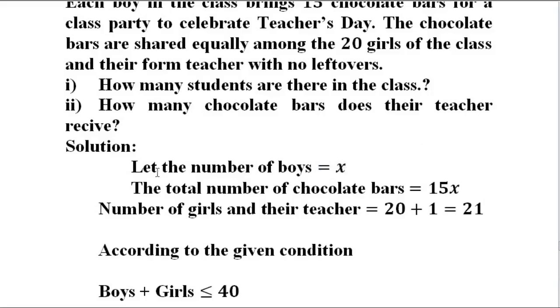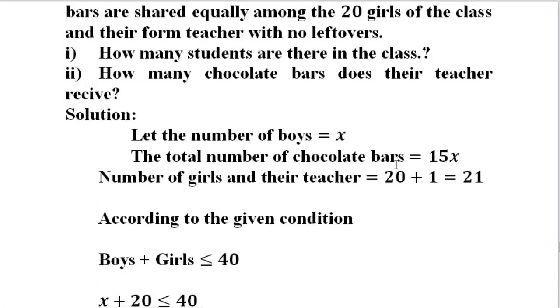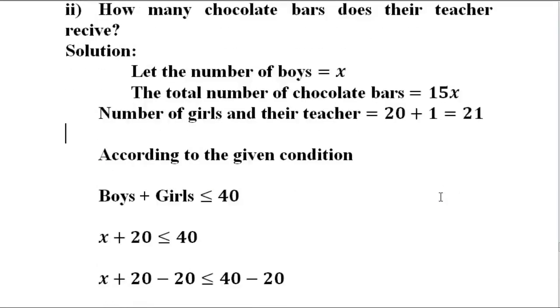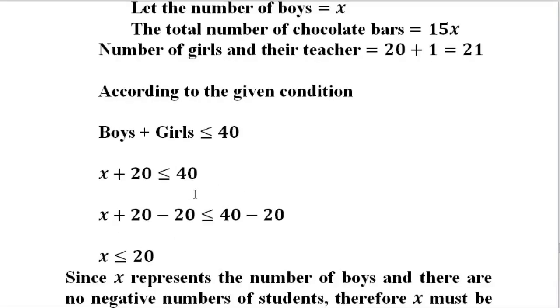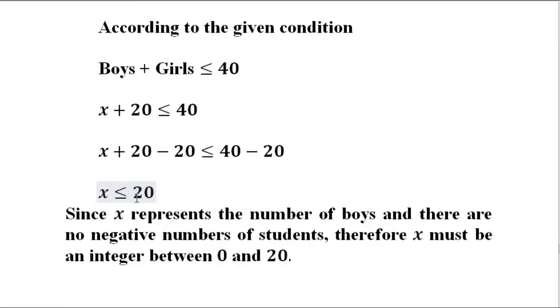So let's say the number of boys is x. Then the total number of chocolate bars would be 15x. And the number of girls, including their teacher, is 20 plus 1, which is equal to 21. I'll write the inequality according to the statement as follows. Boys plus girls is less than or equal to 40. I'll subtract 20 from both sides to eliminate the positive 20 from the left side of the inequality. We get x is less than or equal to 20.